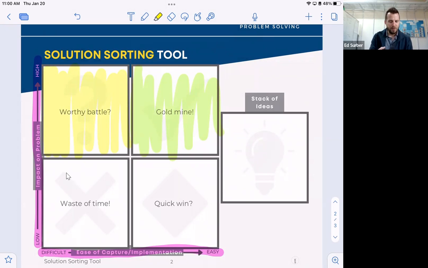Here the solution has a high impact on solving the problem we're trying to solve, but maybe it's a little bit more difficult to implement this particular solution. On the bottom right, we would call these quick wins. These may not have as high impact on the original problem itself. However, they're potentially easy to implement, so we would probably work on those.